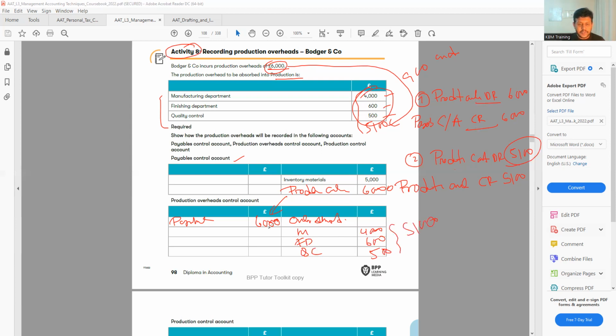And the difference between these two is our under absorb. Because of that, it will go to the profit and loss account, 900. Remember that because of the over and under absorb, our profit and loss account will go up and down. We're going to see later on what the impact on the profit and loss account is. If I absorb more, that means my expense will be more, and if the expense is more, the profit will be less. If I absorb less, that means my expense will be less and the profit will be more. So there is always an impact on the profit and loss account because of the under and over absorb.